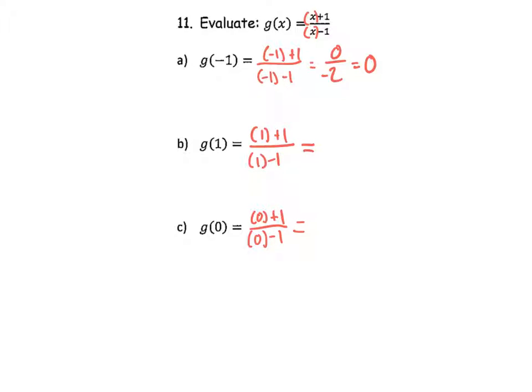B, what did we get? Undefined, there you go. You guys have a voice, use it. Undefined, why is it undefined? Because the 0 is on the bottom. Okay? All right, C. What's C? One divided by negative 1, guys. Negative 1.